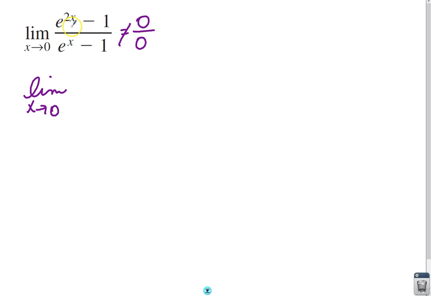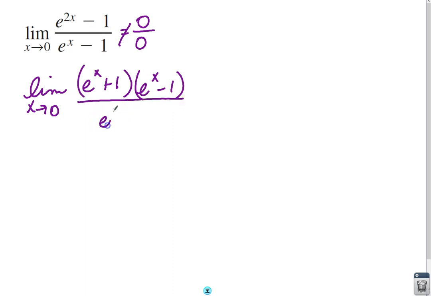So e to the 2x is the same thing as e to the x times e to the x. So I'm going to think of this as a difference of squares. This is e to the x plus 1 times e to the x minus 1. If you were to multiply these two out, e to the x times e to the x is e to the 2x, negative e to the x, positive e to the x, those cancel out. 1 and negative 1 multiplied, sorry, multiplied is negative 1. Over e to the x minus 1.